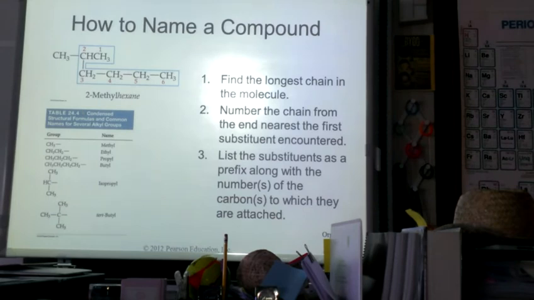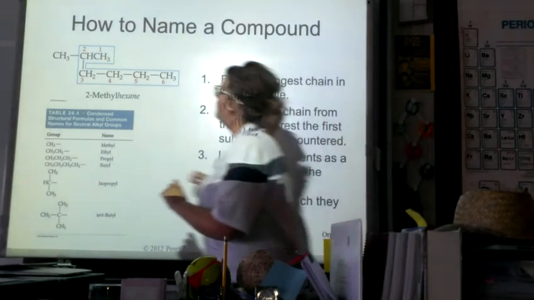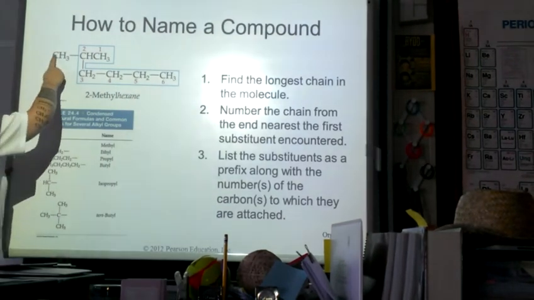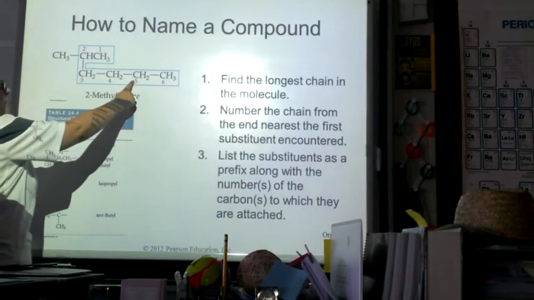Okay, so for example, I have a long chain here. My first goal is to find the longest chain in the molecule. So I could go 1, 2, 3, 4, 5, 6.